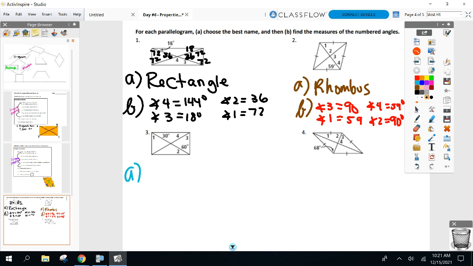Well, you already know it's a parallelogram, right? So if this is 30 right here, what other angle's got to be 30? Angle 2, because they're alternate interior. Put it together with the 60. What do you got here? A 90 degree, a right angle. Now it's a what? There you go.